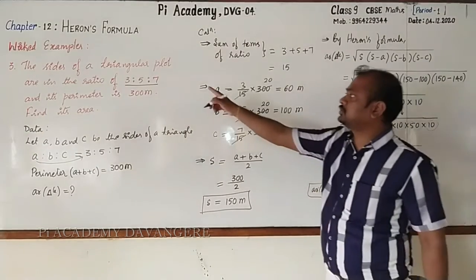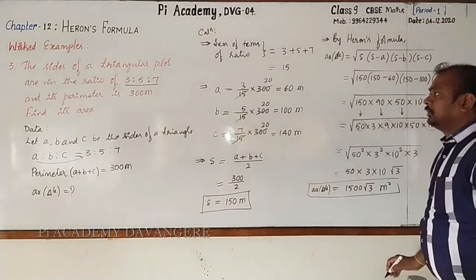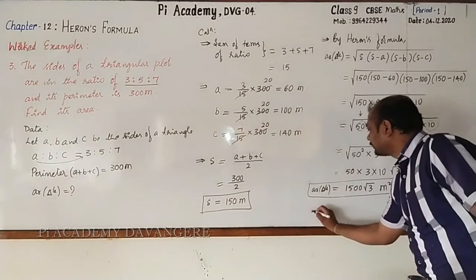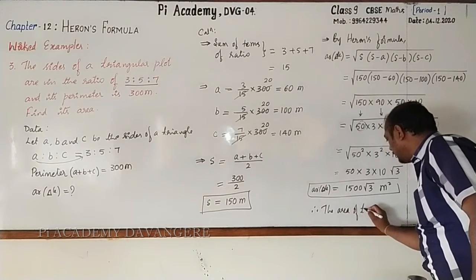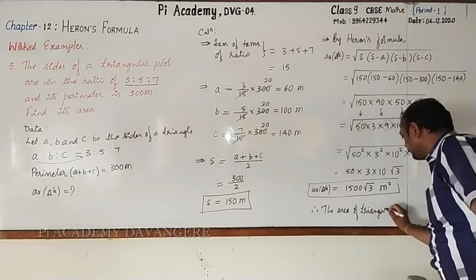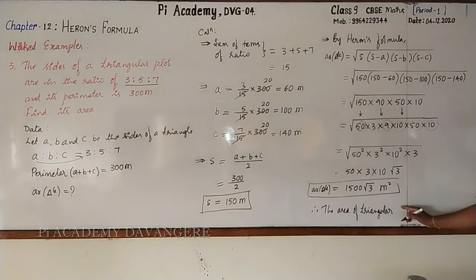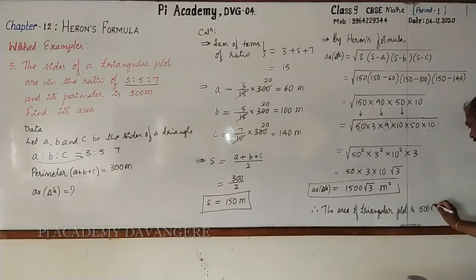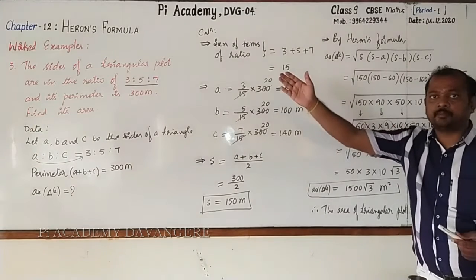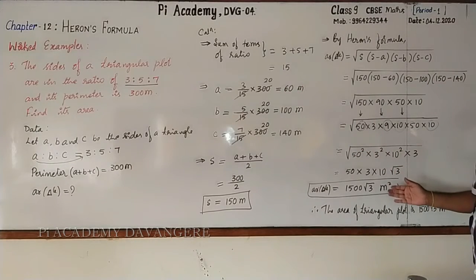We can write the conclusion that therefore the area of the triangular plot is 1500 into root 3 meter square. Yeah. Now please go for copying this completely from there to here. Afterwards I'll give you the same type of problem.